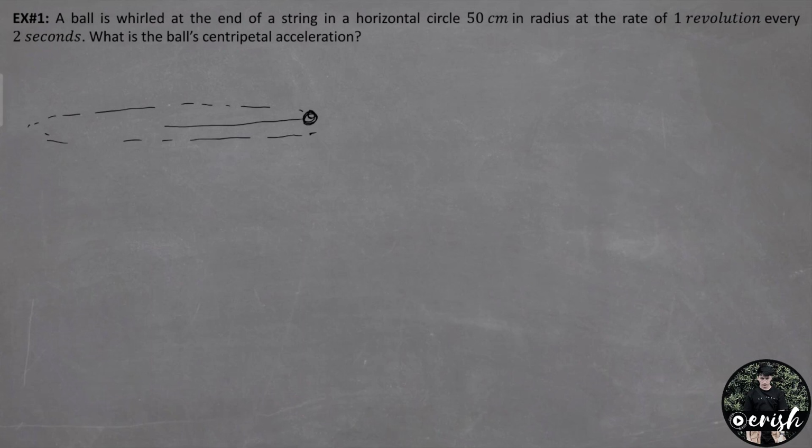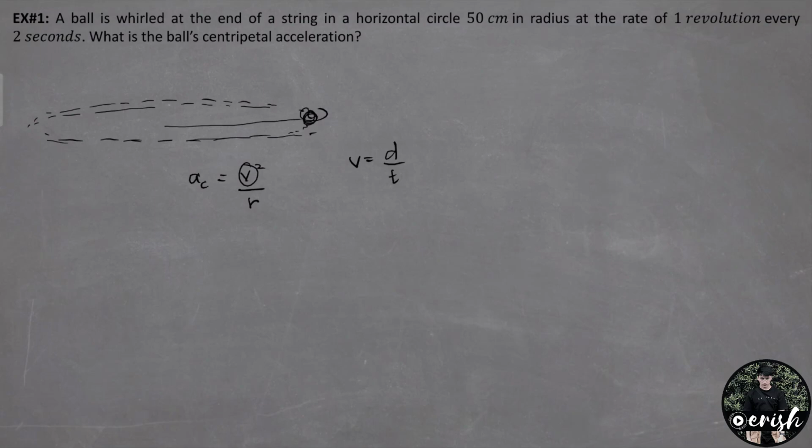The formula for centripetal acceleration is a sub c equals v square over r. We already know the radius of the circular motion, we have 50 centimeters. But what we don't know is the velocity. To solve for the velocity, we just have to use the main formula. Velocity is equal to distance over time. And again, take note that we mentioned earlier, the distance is not the straight line distance, but the distance traveled by the ball. It goes in a circle, in a circular motion.